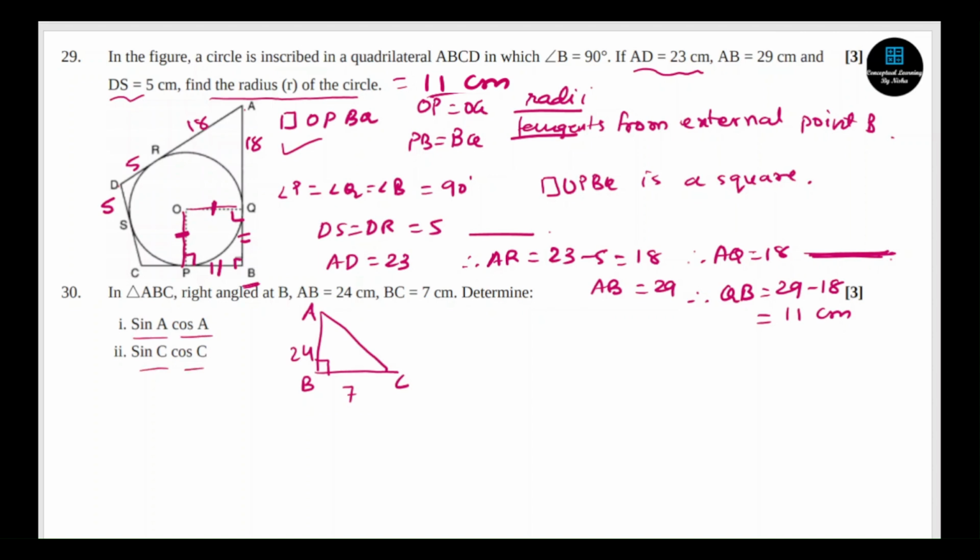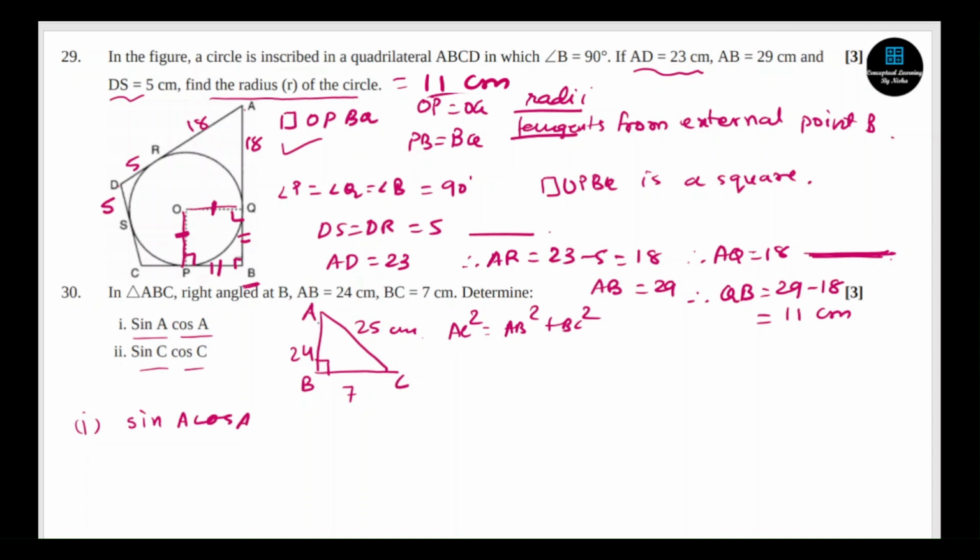Very easy question. So first of all, we'll find AC using Pythagoras. Okay, so use Pythagoras. AC square equals AB square plus BC square. Find this, you'll get the value of AC as 25 centimeter. Once you get that, you can use the sine value and cos value to find this. So sine A, cos A.